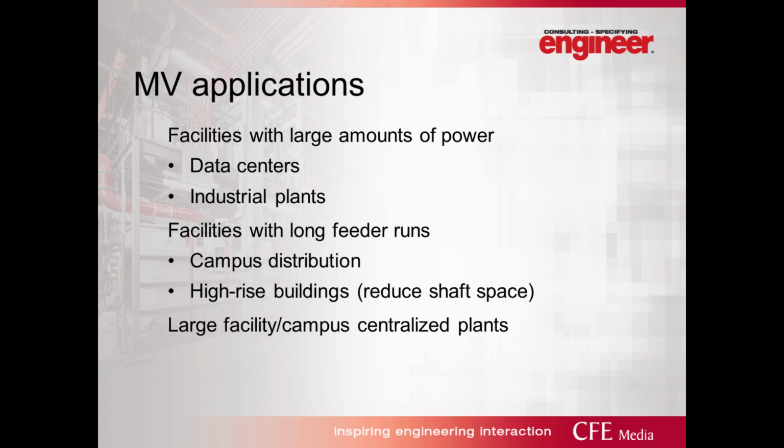So for medium voltage applications, it's basically any facility that has large amounts of power, a data center, industrial plants, anything with long feeder runs. You might have a campus distribution where you have the utility in one or multiple buildings throughout the campus, so you want to run those at medium voltage instead of low voltage. High-rise buildings, the older smaller high-rises, such as in New York, used to have transformers sitting outside of the vault. They'd come in at 480 and then have these huge 4,000 amp busway risers going up the building. A lot of times now you'll see the medium voltage being run up. It's a much smaller shaft space required. So anything that has those types of things or a centralized plant will be good for medium voltage.